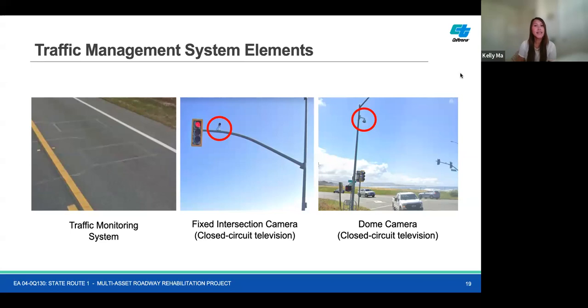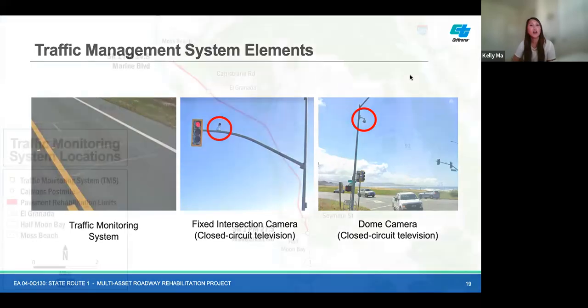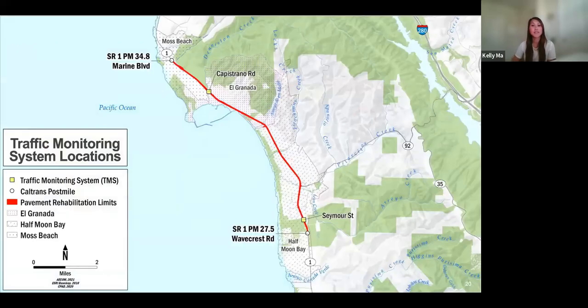All right, and in the next slide, we have our traffic monitoring system location map. Two traffic monitoring systems will be constructed on this project, one at Seymour Street and one at Capistrano Road. And again, these are used to monitor and manage the state highway system with detectors in the pavement on the travel lanes.